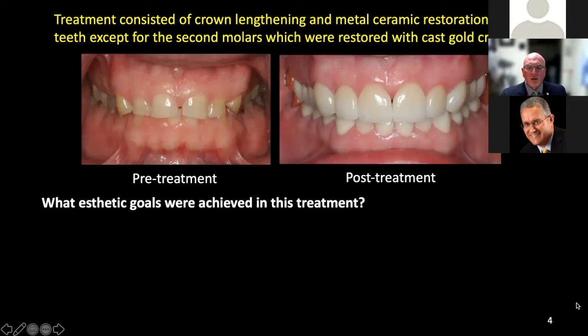Obviously, the color was corrected. It's more of a uniform color now. The occlusal plane, in this case, was corrected. As far as tooth proportions, we talked about that. I talked about that previously with crown lengthening. I think I answered that in one of the previous questions.